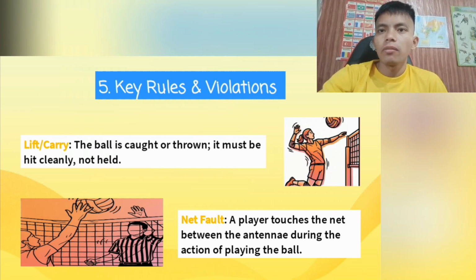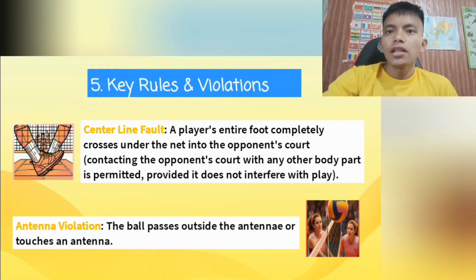Hi, we'll talk about three faults from this game. First, there is a net fault. You can see the player touching the net while jumping for the ball. This is not allowed. Second, there is a center line fault. Look at the player's foot. The whole foot is completely over the line and on the other side.